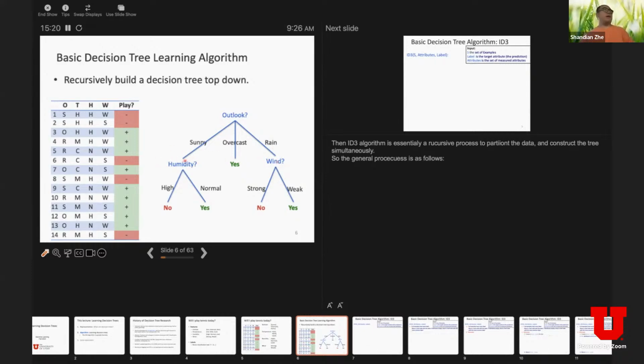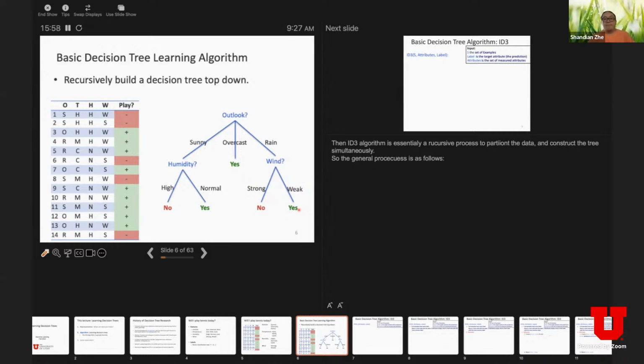And for each subset, it will recursively pick a remaining attribute for further partition. So for the sunny subset, it picks humidity, and then does the further partition and ends up with two leaf nodes. For the overcast, you see that it will directly give you the leaf node. And for the rain examples, it will pick one attribute as the splitting attribute. It ends up with two leaf nodes.